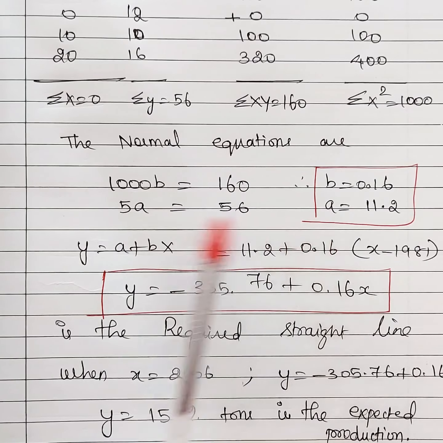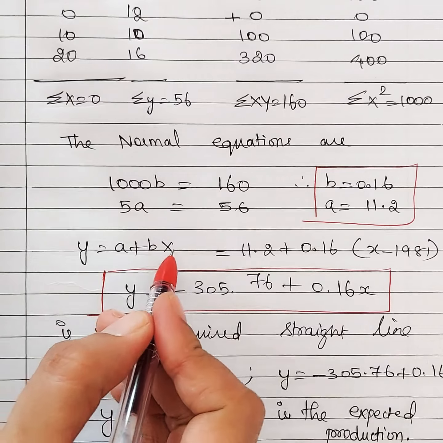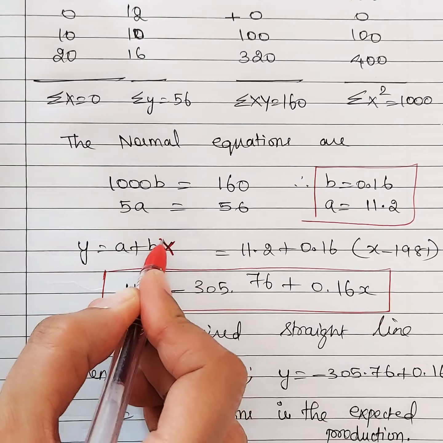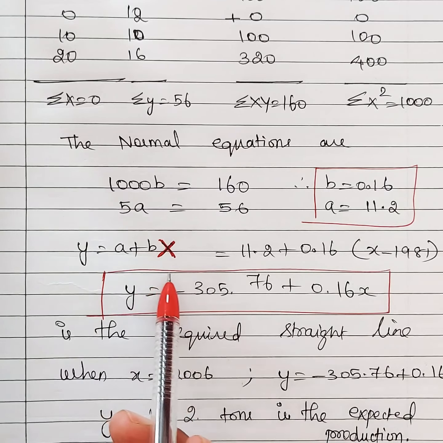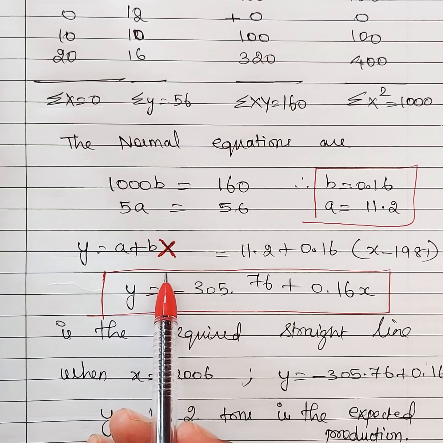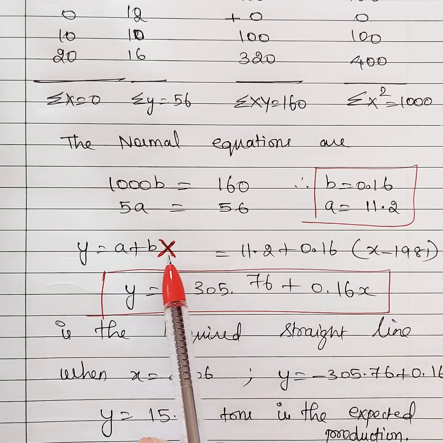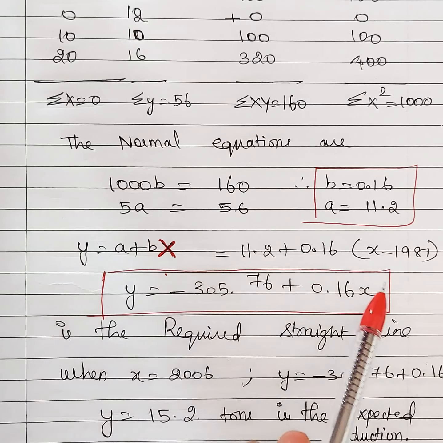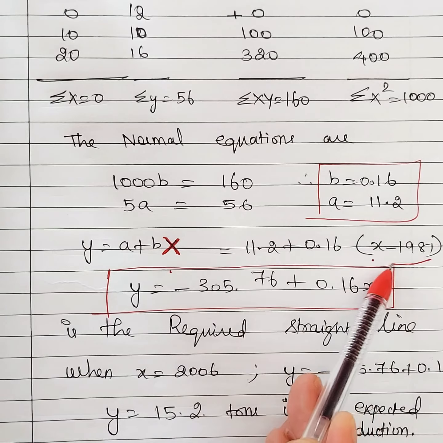Now we are going to substitute in the equation y is equal to a plus bx. Please remember, it is capital X and small x is different, because we changed small x to capital X for our calculation purpose. So a I have written, b I have written. In the place of capital X, as I told you, we have replaced this. What we have substituted as capital X in the beginning?